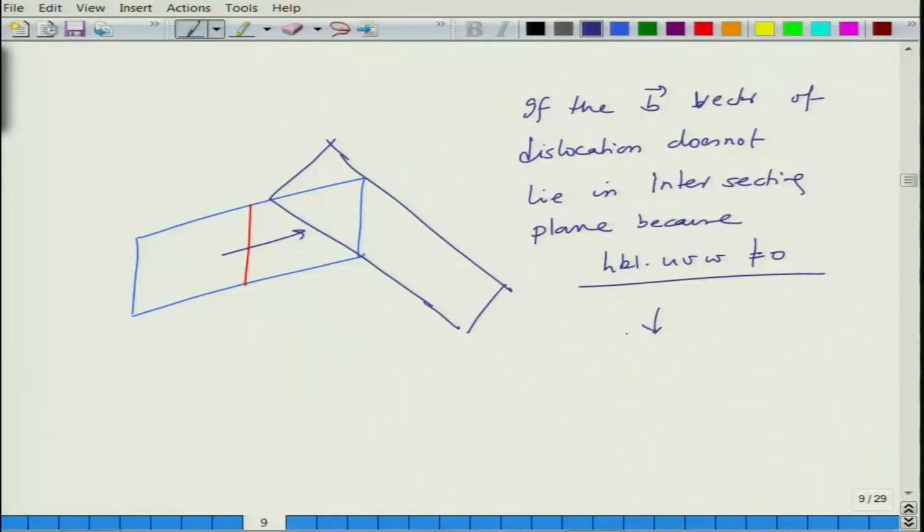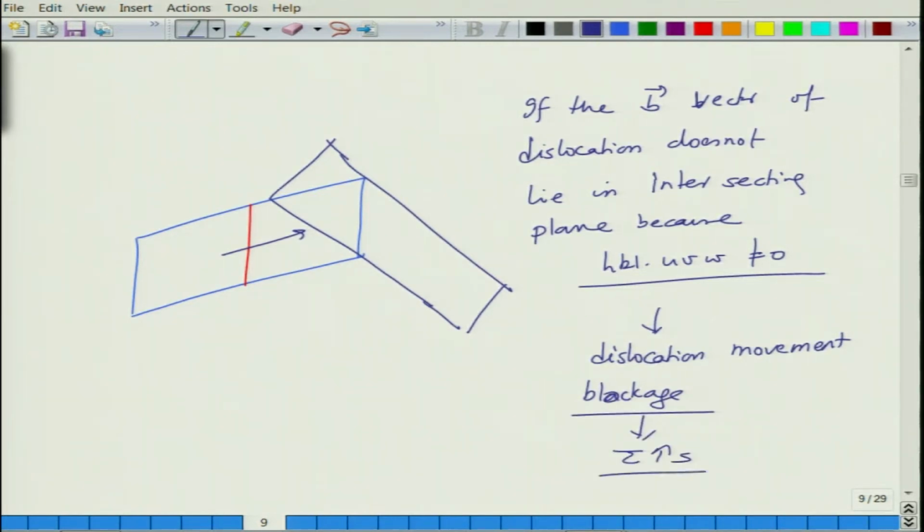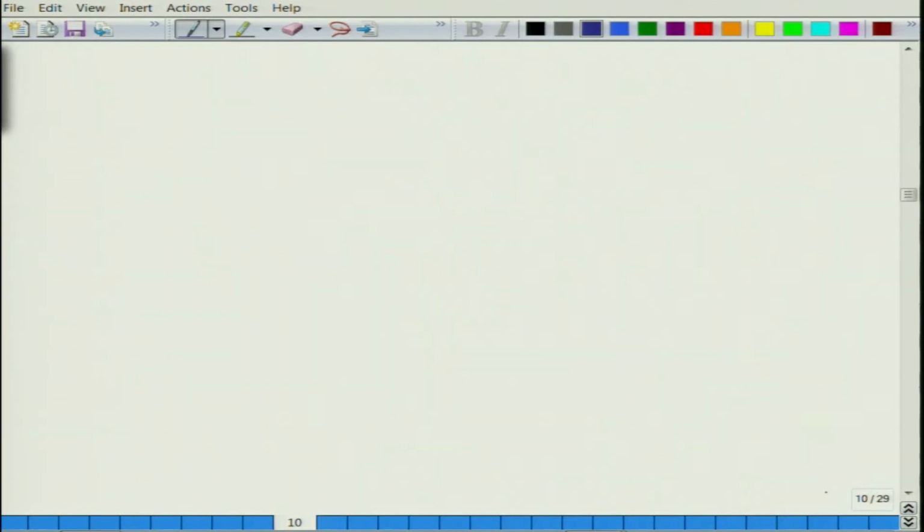So, this will lead to dislocation movement blockage. If that is the case, you will have to increase the stress required to move it to another plane where it finds it easy to move. There is a possibility you can also form what we call a sessile dislocation. A sessile dislocation is basically a dislocation which does not move, which is essentially unable to move.